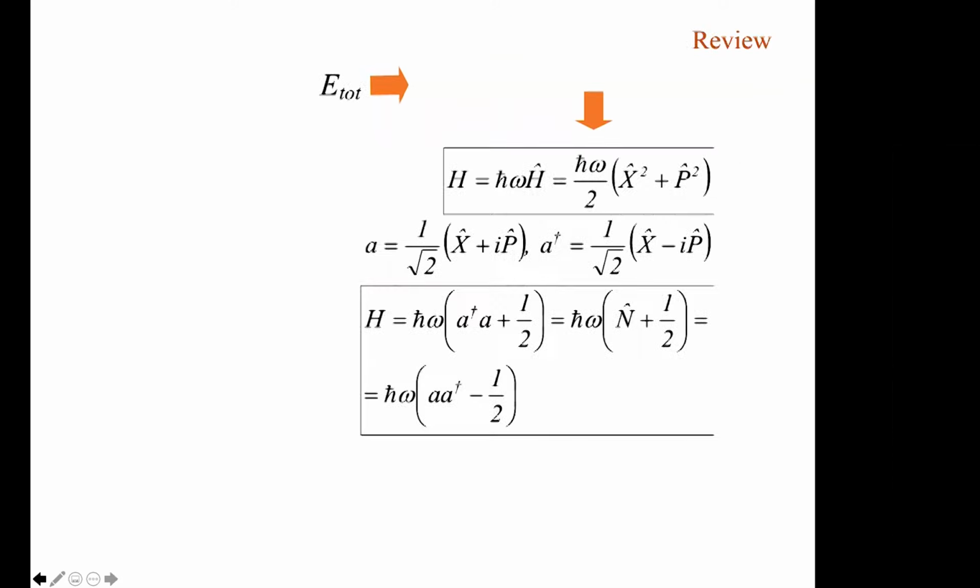Yeah. So you mentioned several times that the wave function is not important in quantum optics. Could you give us a simple reason?